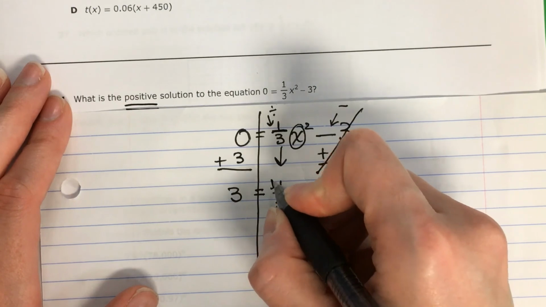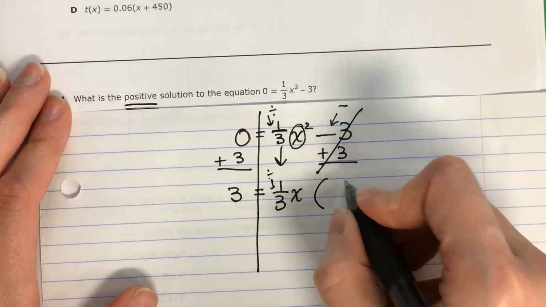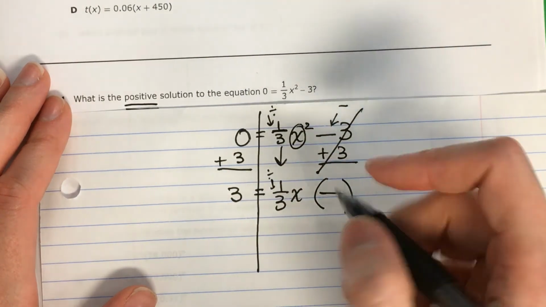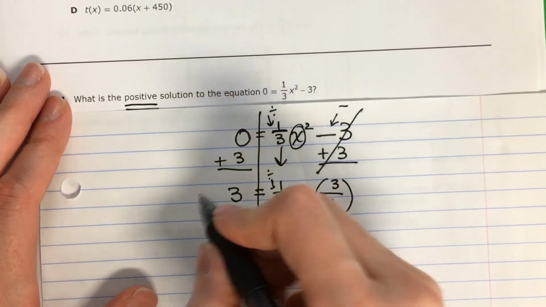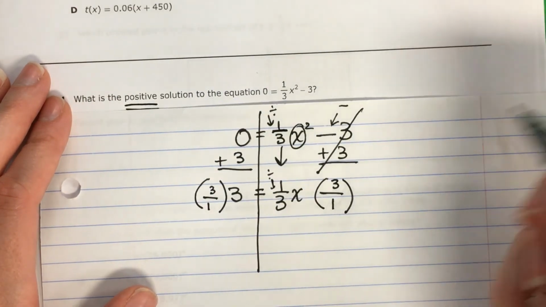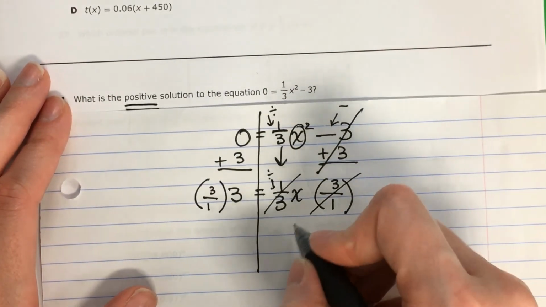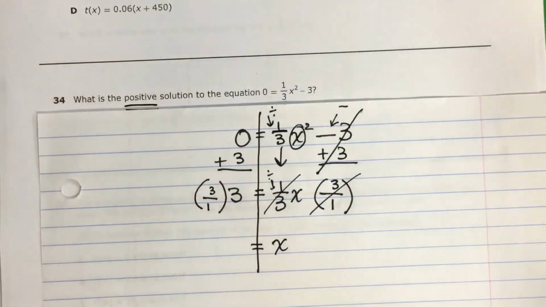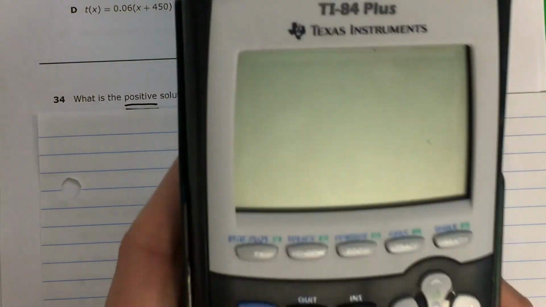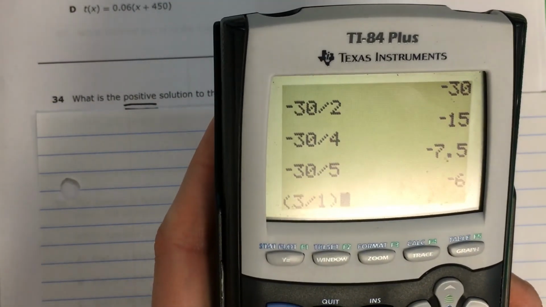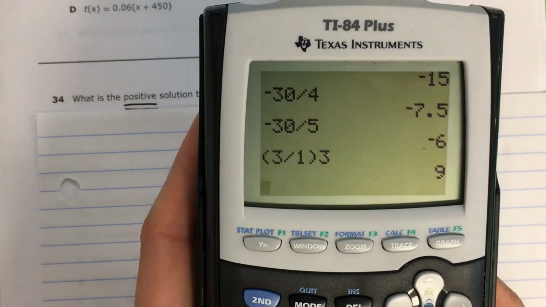Now this is a divide. The opposite of divide is to multiply, and we are going to flip. So that is 3 up and 1 down. Copy to the other side. That's 3 up and 1 down. These cancel. They are 1. Copy down x equals. Let's put this in the calculator. 3 divided by 1 times 3. So parenthesis 3 divided by 1, parenthesis 3, enter. I got 9.